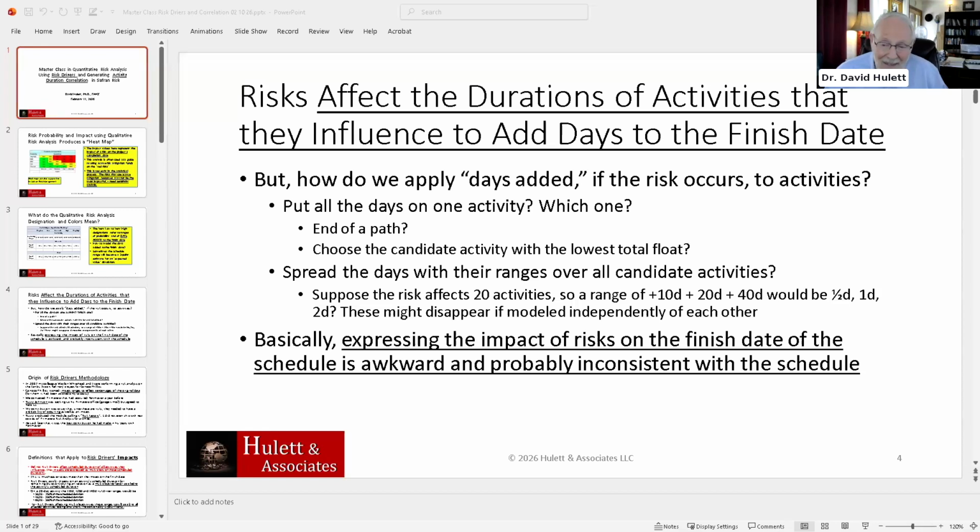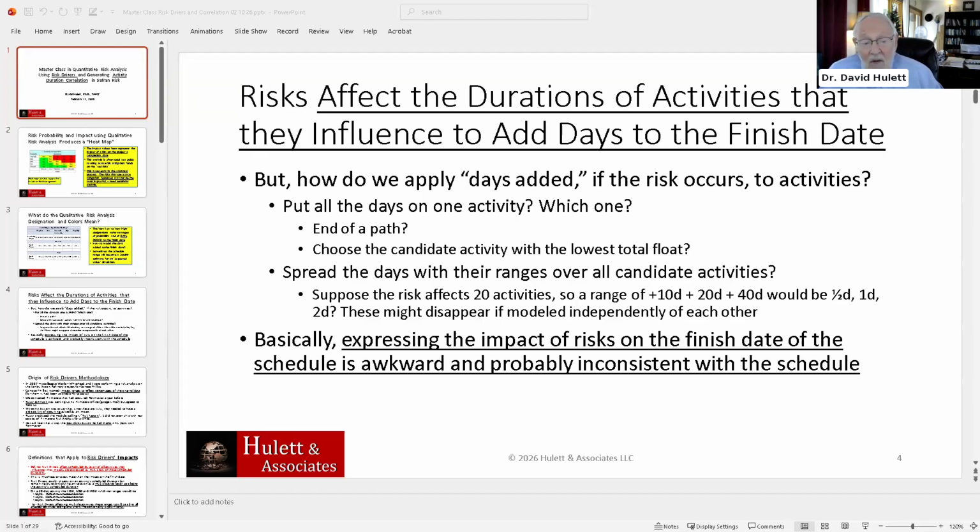Okay, well, that's again, you're avoiding the problem. The problem is that you're not letting the risk affect the activity's duration that are affected by that risk itself. So you're still trying to forecast the finish date with these risks that you are applying.